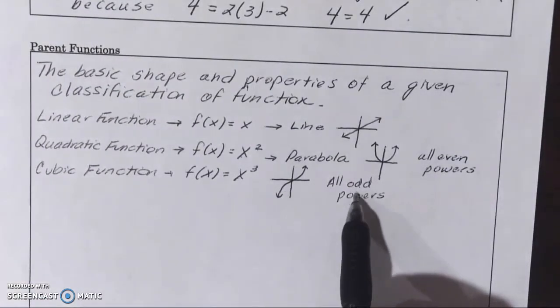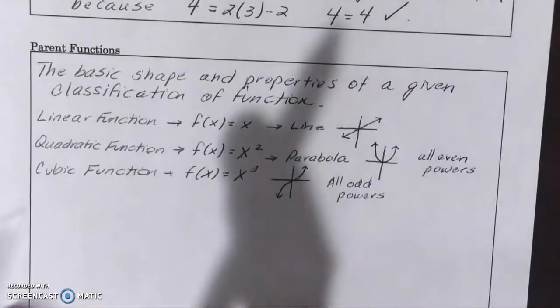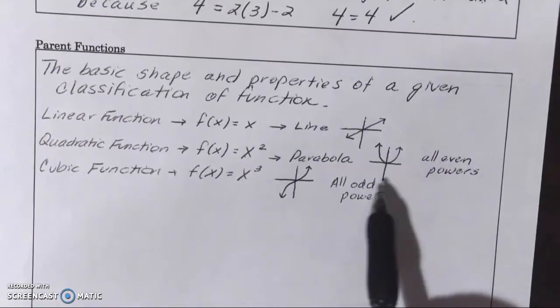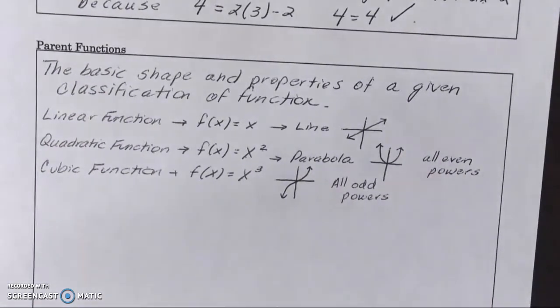Okay, how would they actually change as we go up in powers? They would actually increase and decrease faster, which would make the graph narrow. With the even powers and the odd powers, the graph would start to narrow.